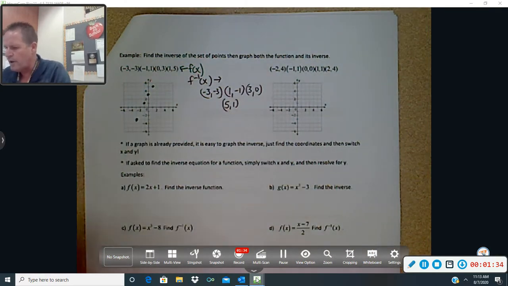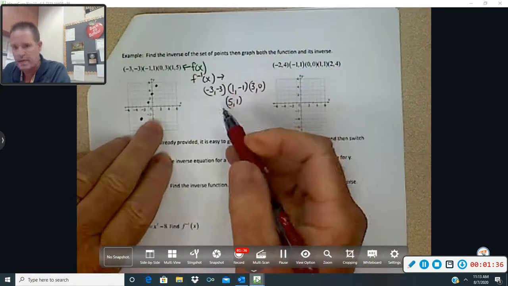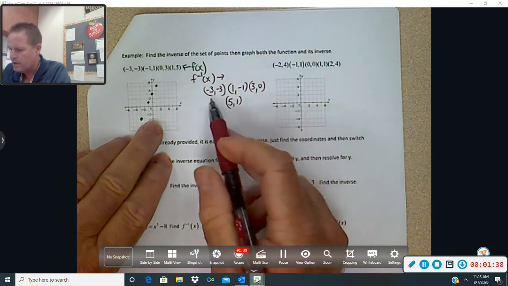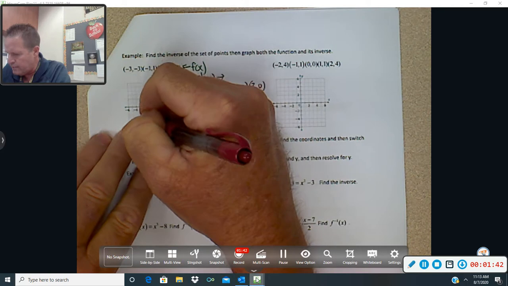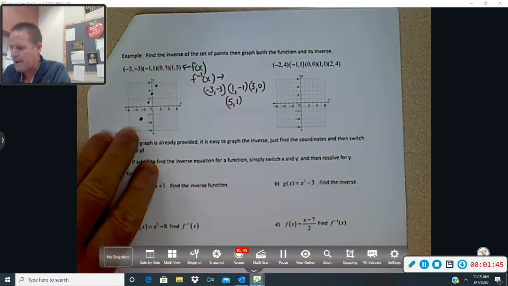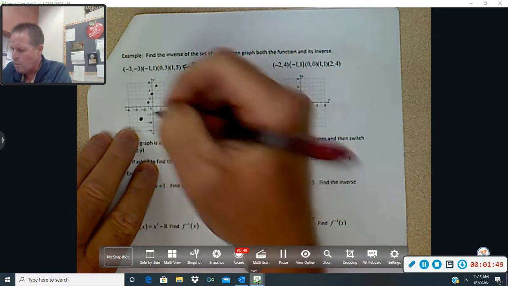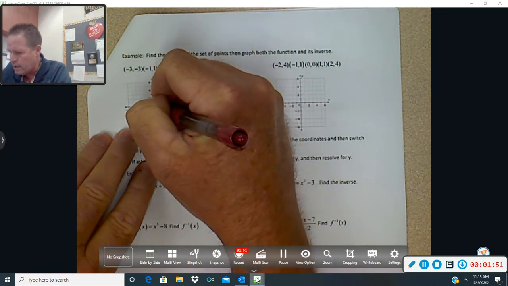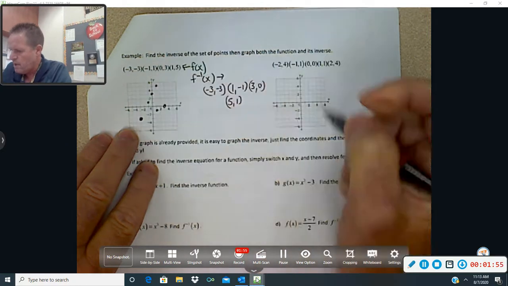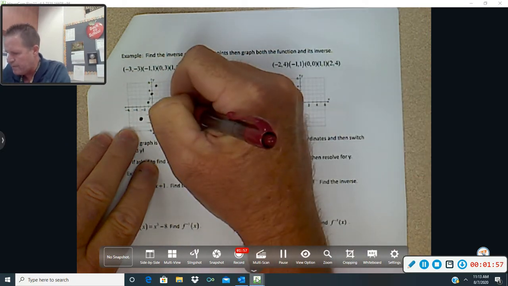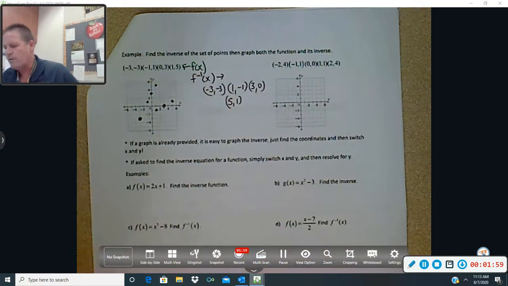So now you'll go ahead and plot those. Again, I've got that in my different color. So -3, -3. So we're over to -3, down to -3. We already had that point, but again, nothing changed when I switched x and y. 1, -1, over to 1, down to -1. 3, 0. And last point, 5, 1. Okay, and there will be your inverse.